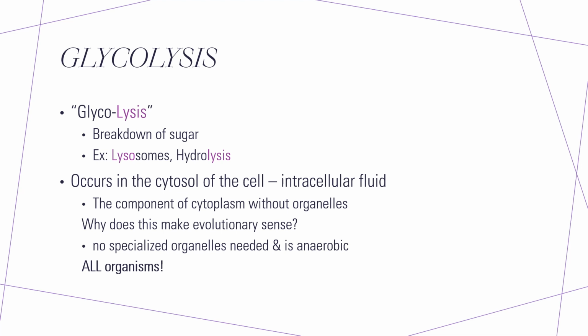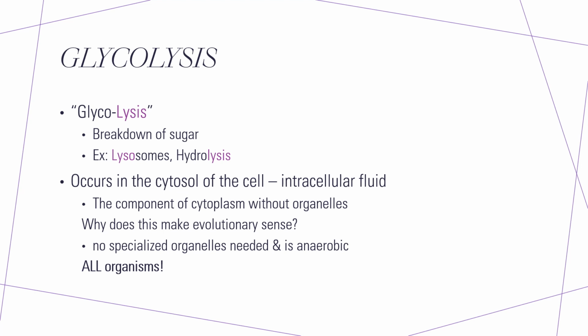Glycolysis occurs in the cytosol, which is the component of the cytoplasm that's just the intracellular fluid, and it does not include any organelles. This makes a lot of sense from an evolutionary perspective because the very first organisms to inhabit Earth were prokaryotes, which are unicellular organisms that don't have any specialized organelles.